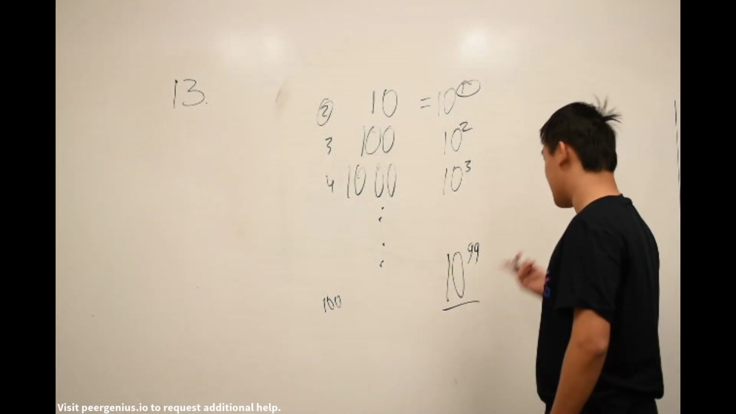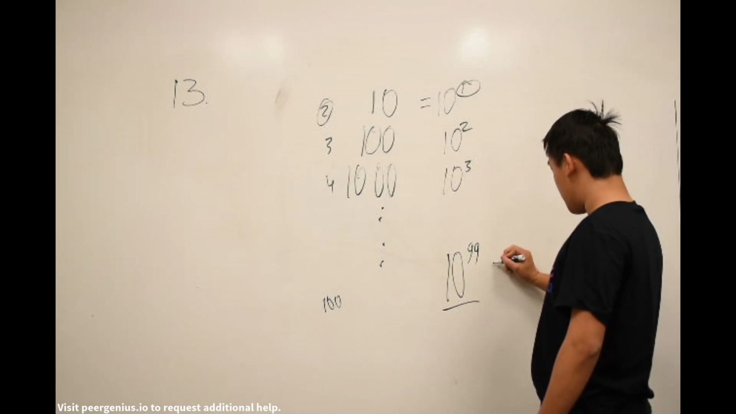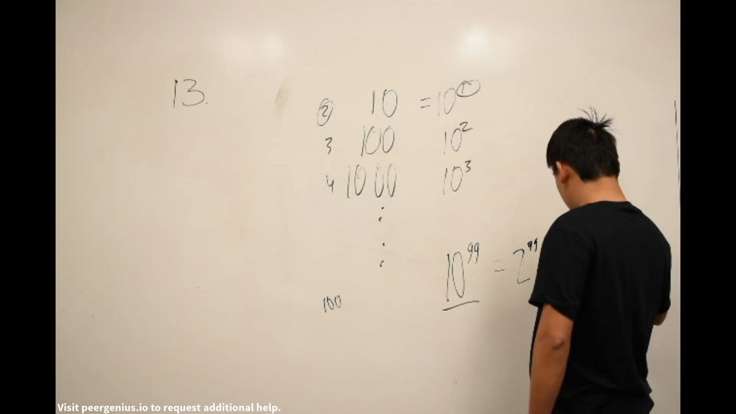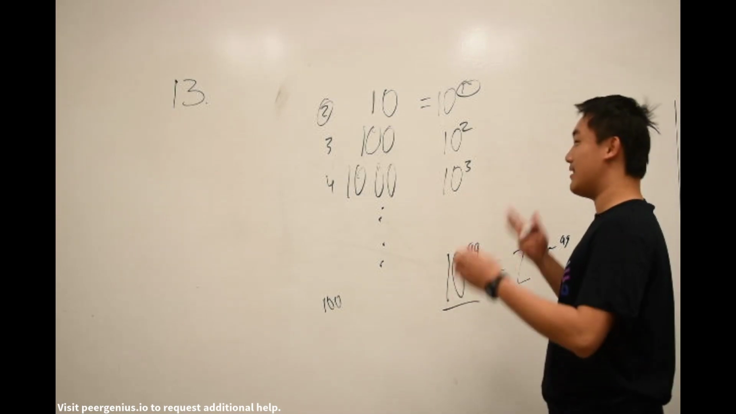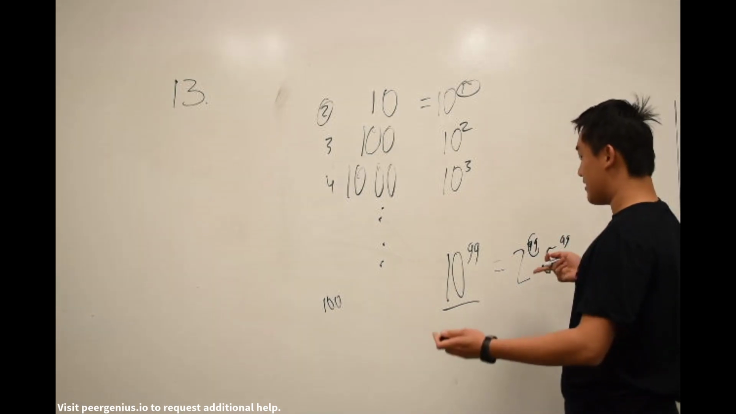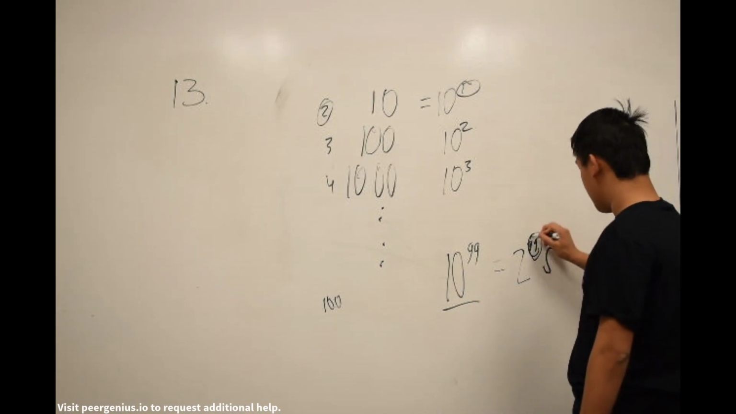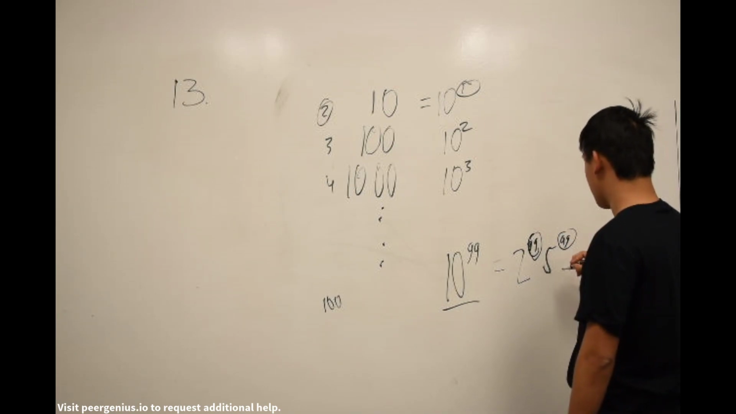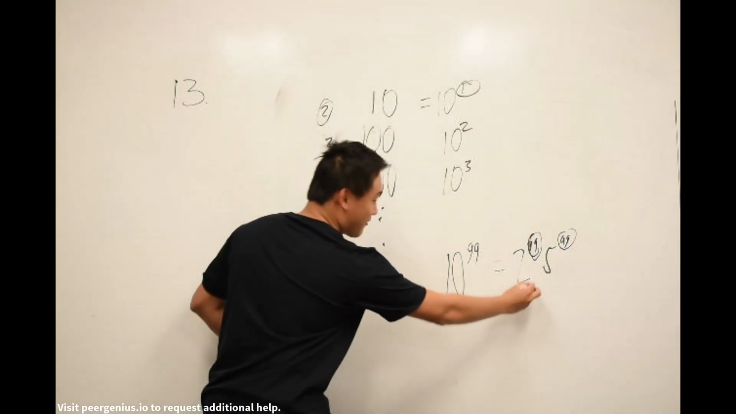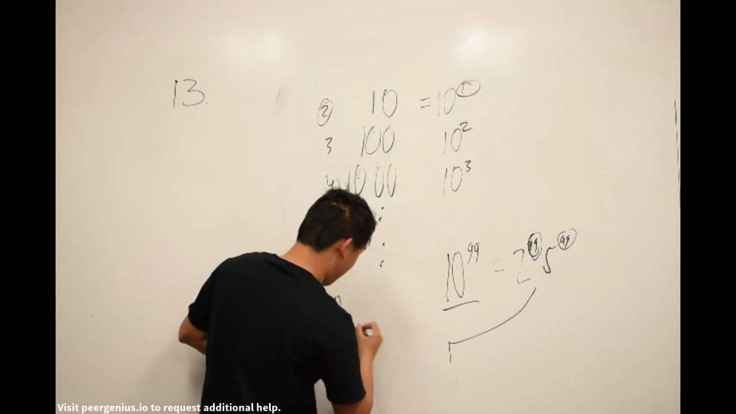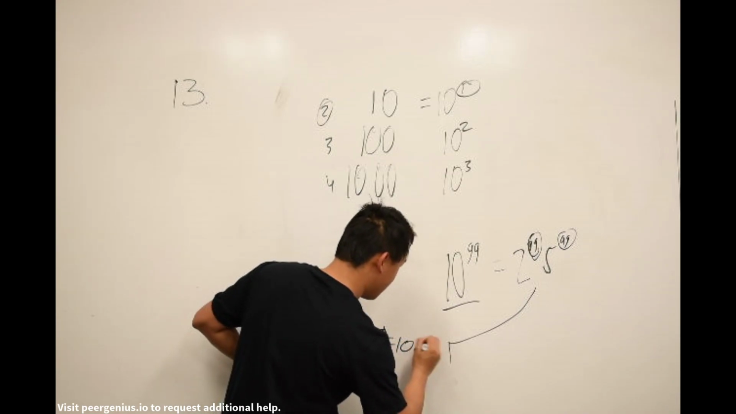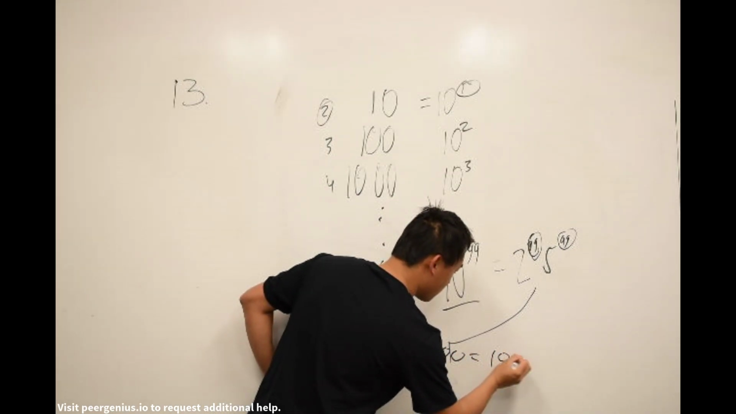Now, how many factors does 10 to the 99 have? We prime factorize it into 2 to the 99 times 5 to the 99. The number of factors is related to the prime factorization by adding 1 to each exponent and multiplying. So the number of factors of 10 to the 99 equals 100 times 100, which equals 10,000.